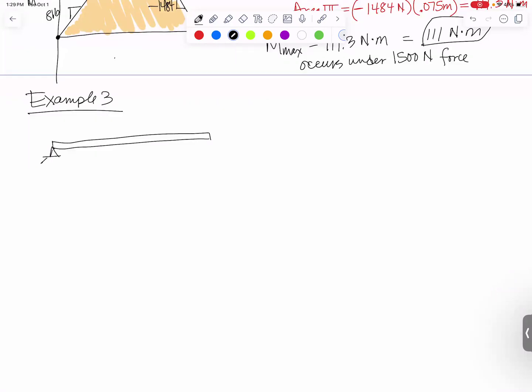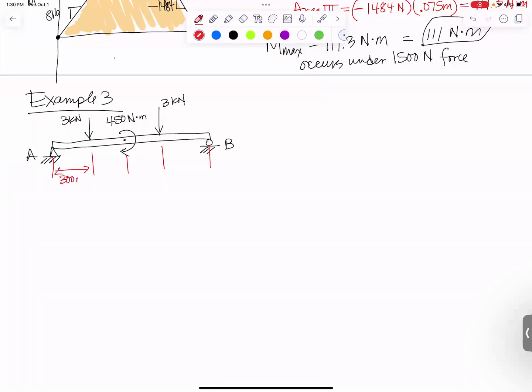We have a beam. It's pinned on the left at A, and it has a roller on the right at B. It has applied to it a downward 3 kilonewton point force, and then it has applied to it a clockwise 450 Newton meter couple. And finally, it has another downward 3 kilonewton force. I'll put some dimensions on here. This first section is 300 millimeters. The second one is 200 millimeters. The third is 200 millimeters. And the fourth is 300 millimeters.